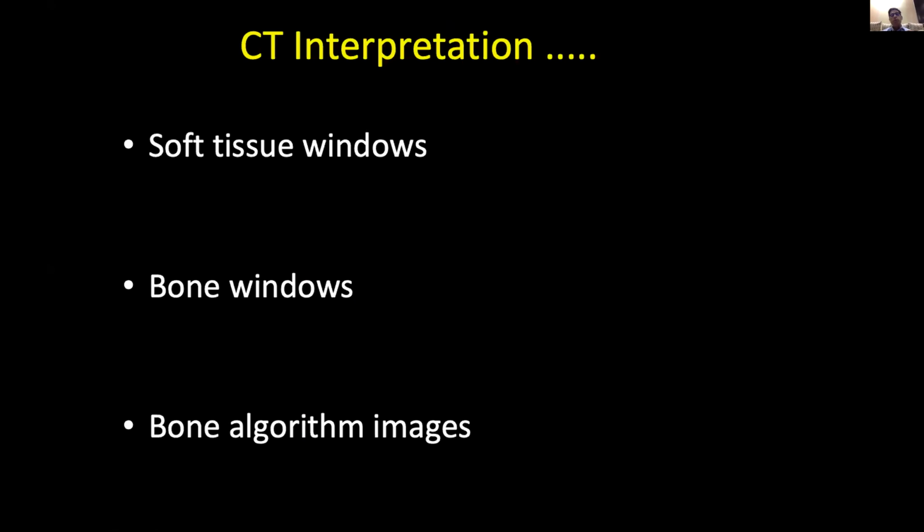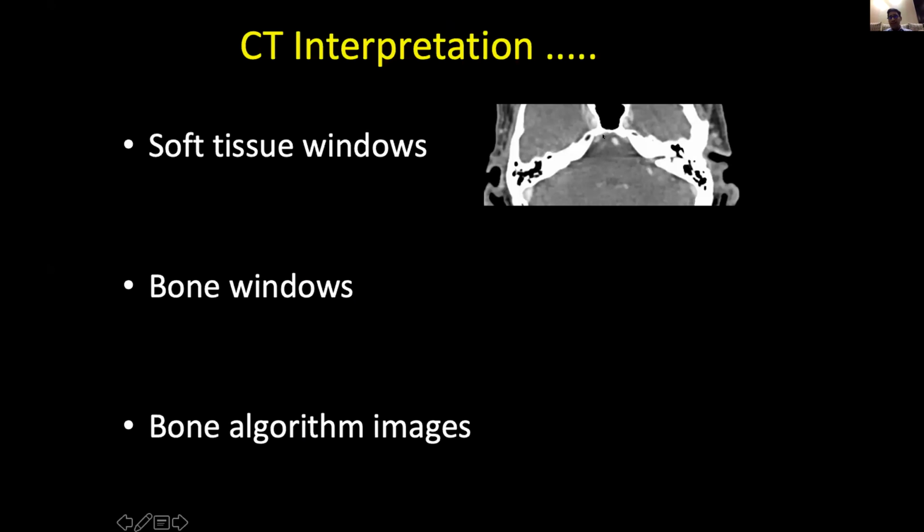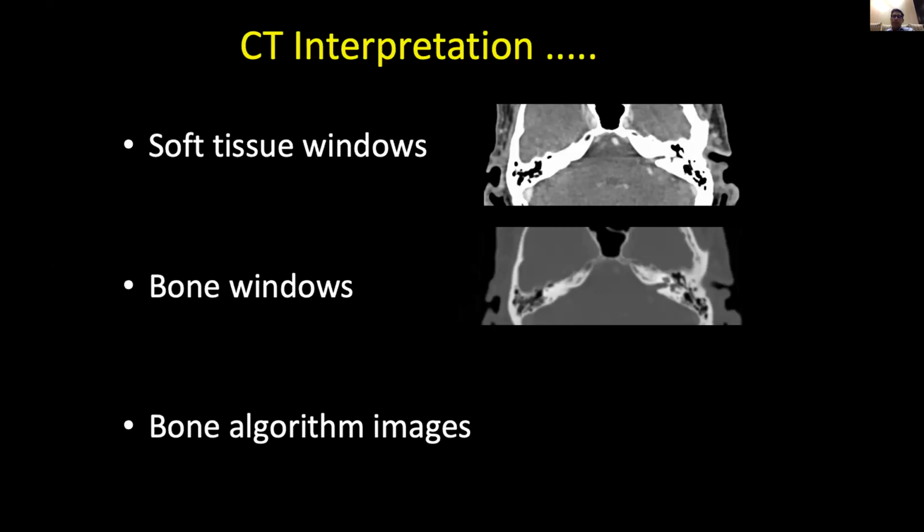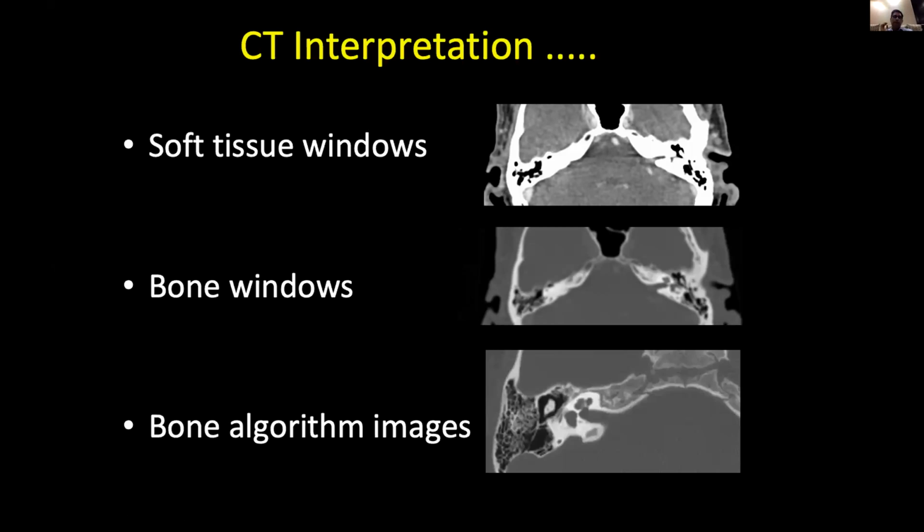The three windows which we usually come across in head and neck begin with the soft tissue window. This is a typical soft tissue window where you are seeing the subcutaneous fat, the bones are very dense, and the marrow is not appreciated. Then there is the bone window, which we usually use to assess the vertebral column or the pelvic bones or the ribs. But this bone window does not hold any significance in head and neck imaging. We need something called bone algorithm images, and now you can appreciate the difference between the two.